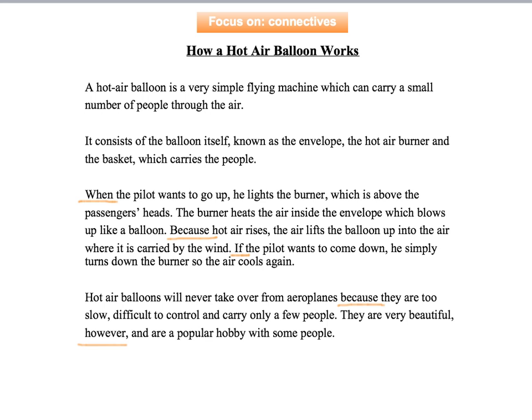I hope this quick look at an explanation text has helped identify some of the key features that you could try and use when writing your own explanation text.